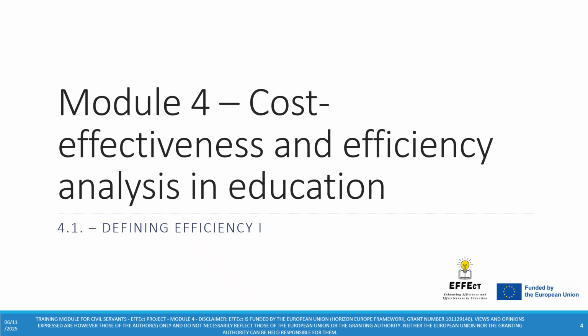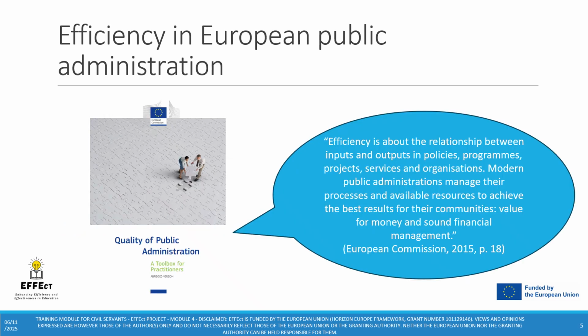Dear participants, welcome to Module 4.1, in which we will define efficiency. In a publication issued by the European Commission, efficiency is defined as follows. Efficiency is about the relationship between inputs and outputs in policies, programs, projects, services and organizations. Modern public administrations manage their processes and available resources to achieve the best results for their communities, value for money, and sound financial management.